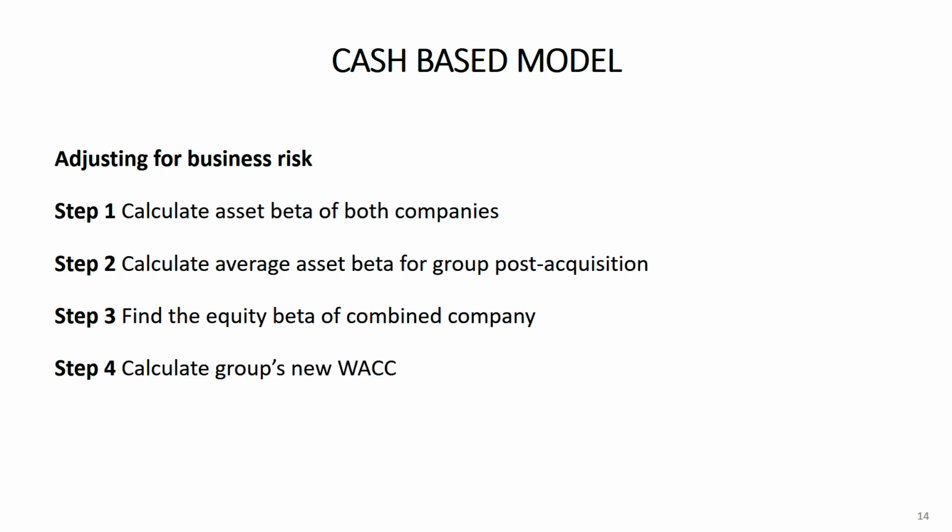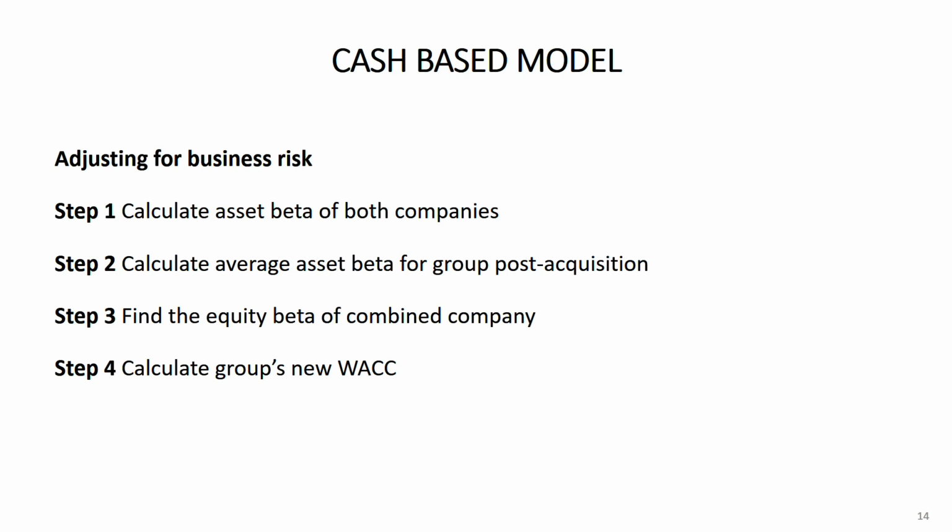Next, after you get the equity beta, you will get the cost of equity in your CAPM model, right? Cost of debt also will be given to you. Using both, you can find the group's new WACC. Group's new WACC does not mean that this group has one WACC and that group has another. It's only one WACC. Now it's one company, combined together, one company only. That new company has a new WACC.